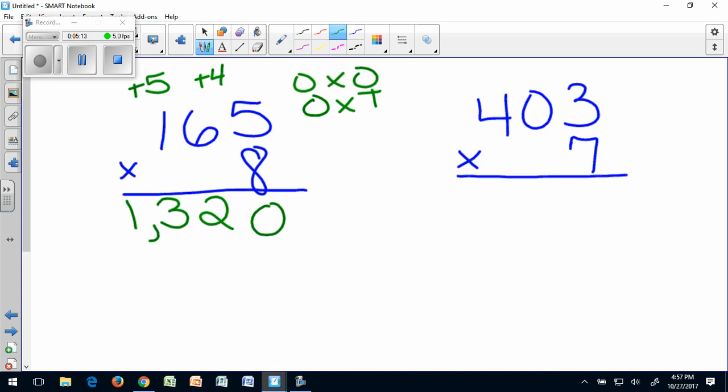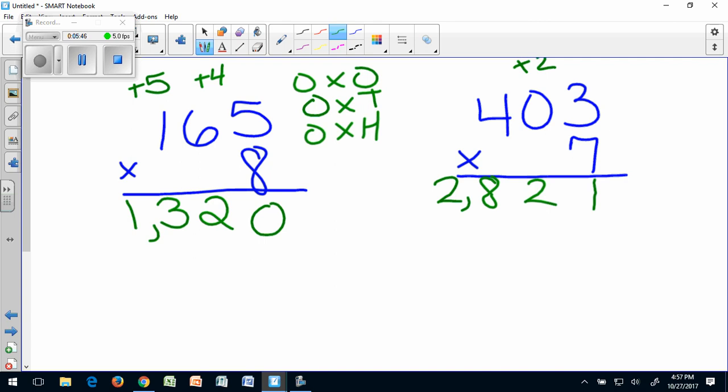For my next problem, 7 times 3 is 21. Put down the 1, carry the 2. 0 is just like any other digit. 7 times 0 is 0, plus 2 is 2. And 7 times 4 is 28. So my 8 is going to go in the hundreds place. My 2 is in the thousands place. So my answer is 2,821.